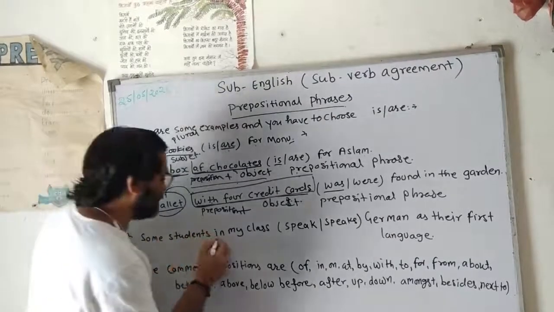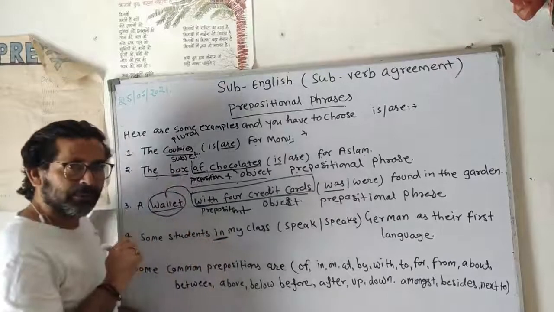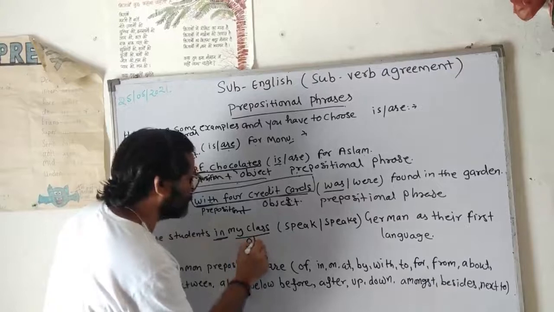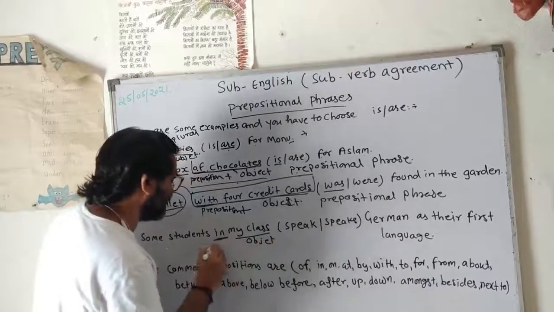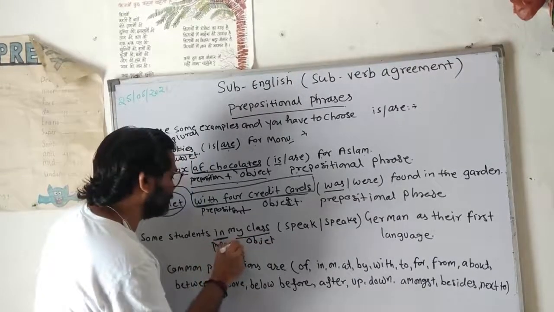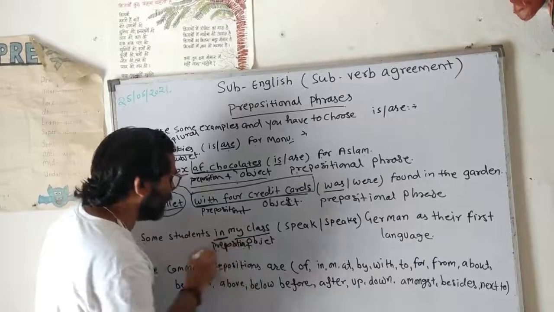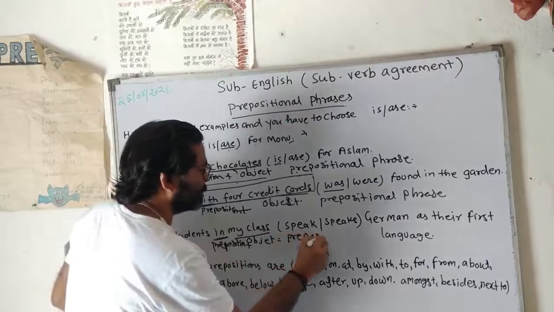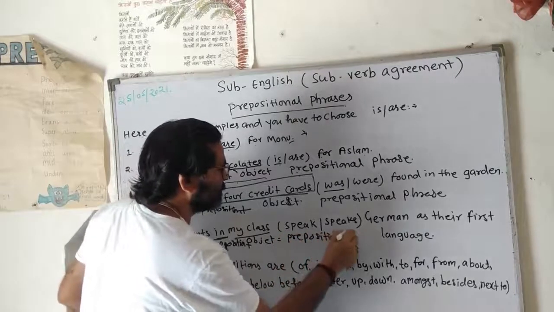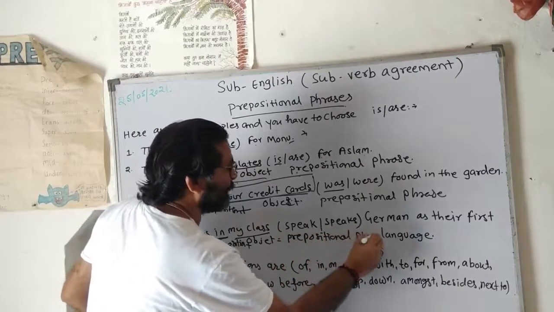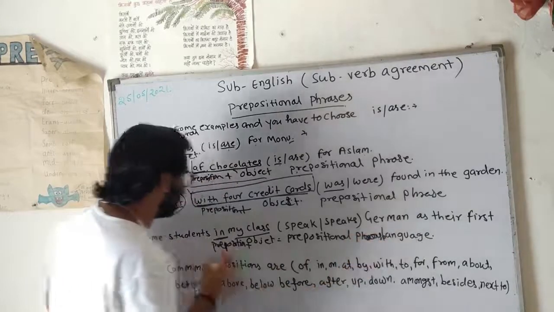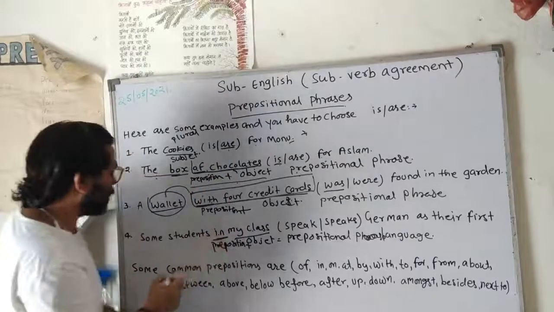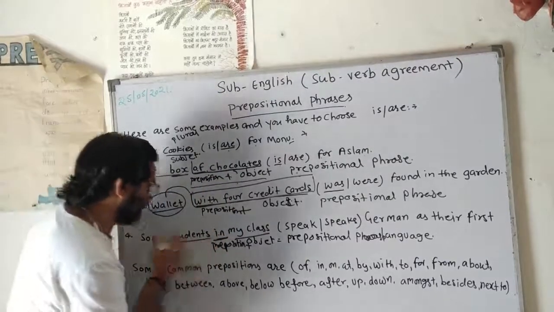Yes, this is a preposition. In is a preposition, right? So in is the preposition and my class is the object. And always preposition plus object makes a prepositional phrase. So what is the prepositional phrase in this sentence? It is in my class. And in my class is talking about students.